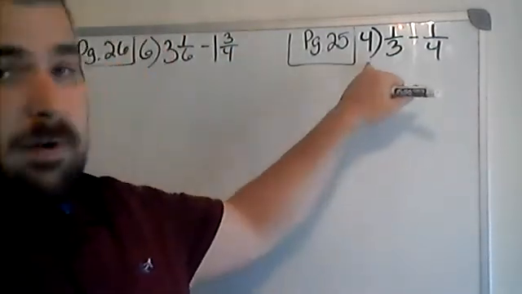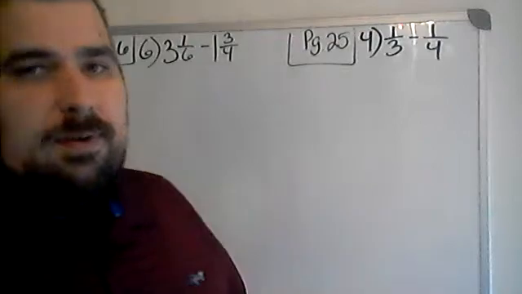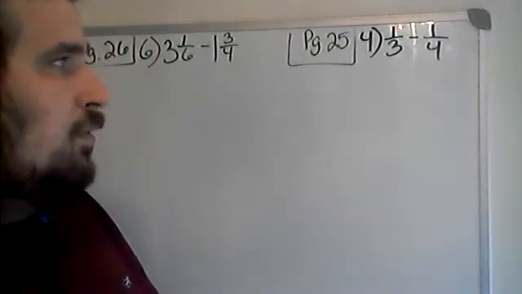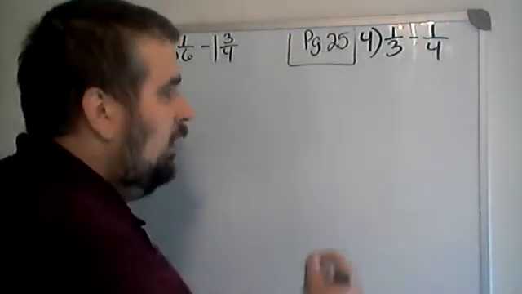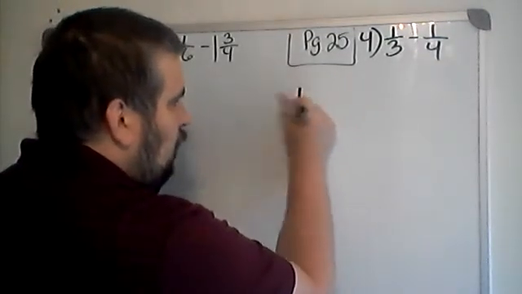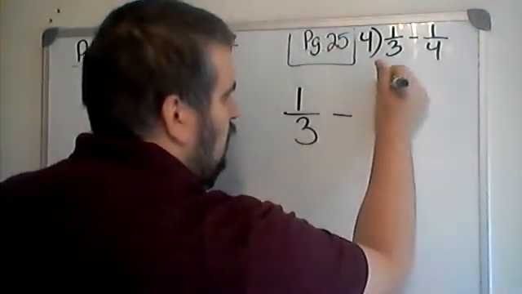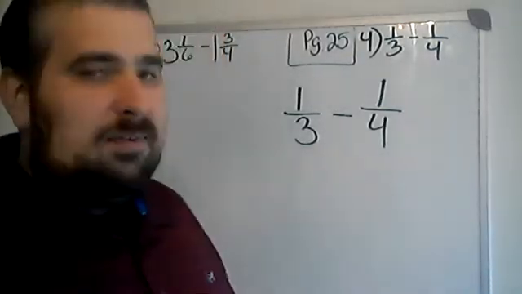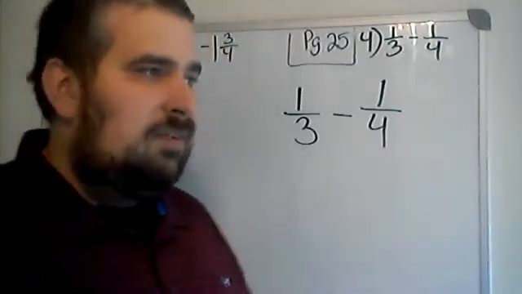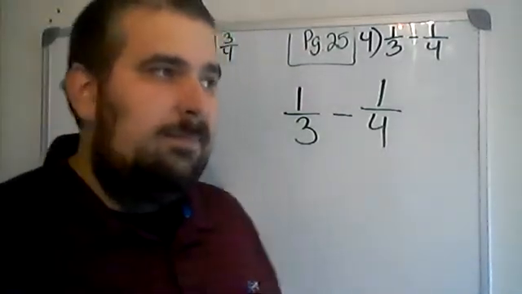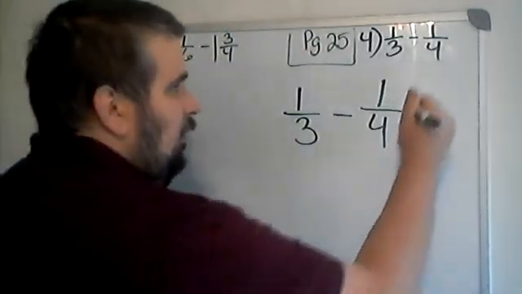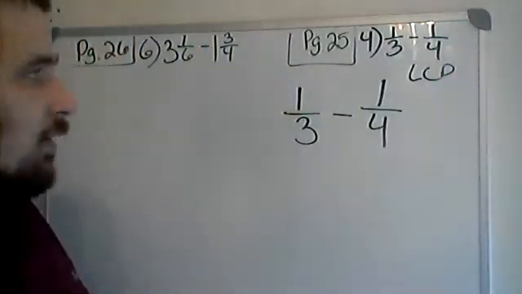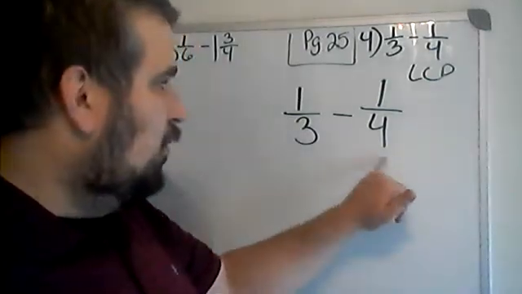So on question number 4, I have 1/3 minus 1/4. As you can see, can we subtract those how they are? We can. So if I have 1/3 minus 1/4, how do I need to get those fractions to look? What's it called when I get those denominators to be the same? That's going to be our least common denominator, LCD. So we want to find the lowest number that these have in common.